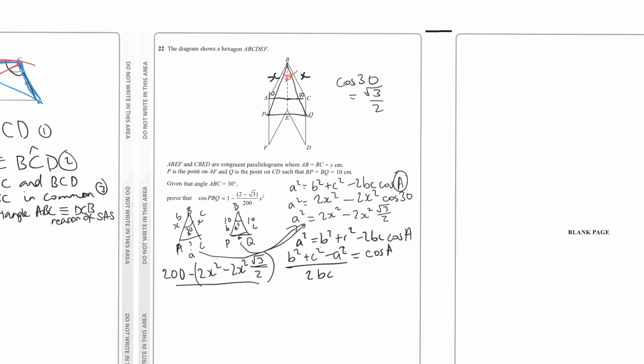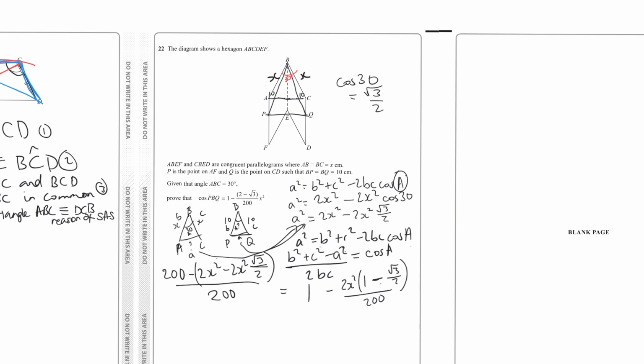And then 2bc, which is just 2 times 10 times 10, which is also 200. So now I can split that up into 200 over 200 minus the long equation over 200. We know 200 over 200 is 1. And then we can see that the numerator of the long equation, if we take out the common factor, which is 2x squared, that will change it into 2x squared bracket 1 minus root 3 over 2.